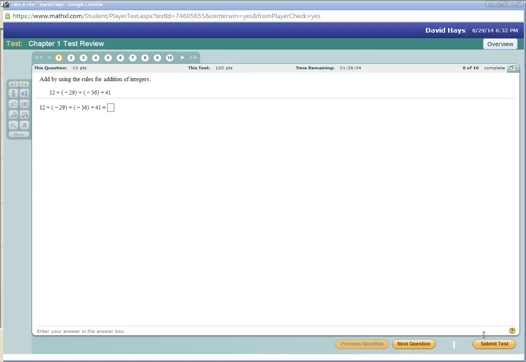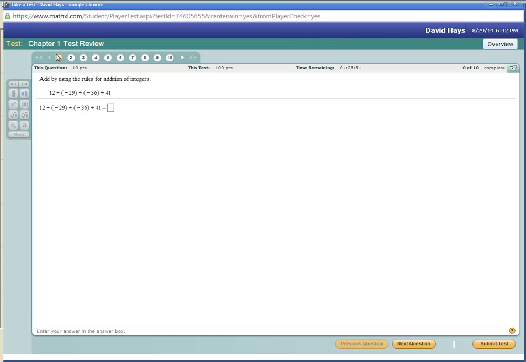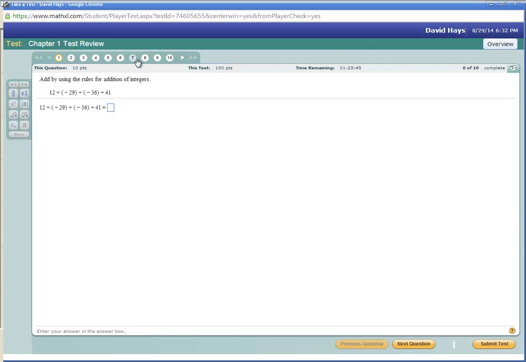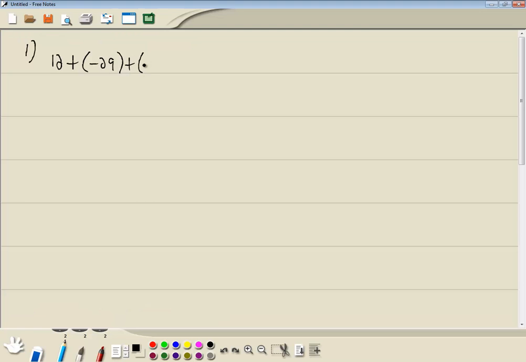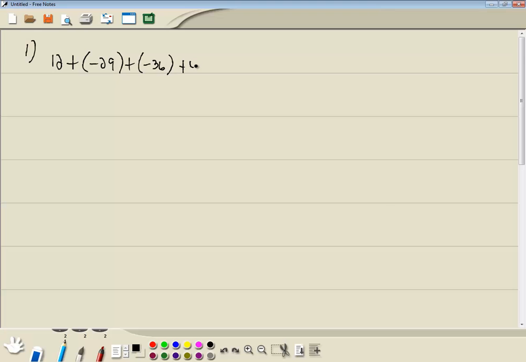Let's take a look at this problem, specifically this test. My eyes aren't very good, so hopefully I can see it all right. Okay, problem 1. We've got 12 plus negative 29 plus negative 36 plus 41.